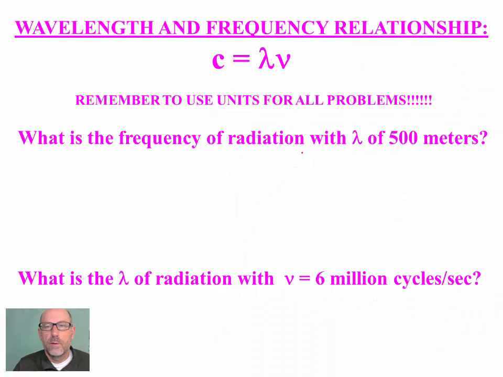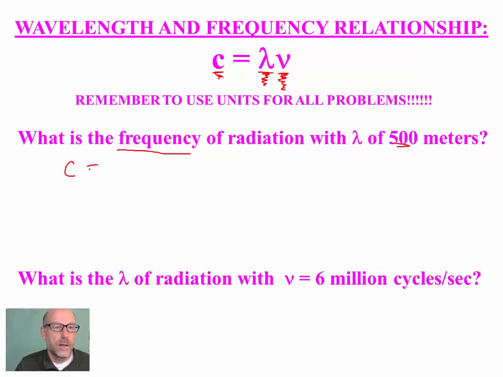What is the frequency of radiation with a wavelength of 500 meters? Well, what is the frequency? That is what we want to calculate. So we want to know that number right up here. We know what the wavelength is, that's 500 meters, right down here. And we know that c is always 3 times 10 to the 8th. So the first thing that we need to do is rearrange this equation to solve for nu.